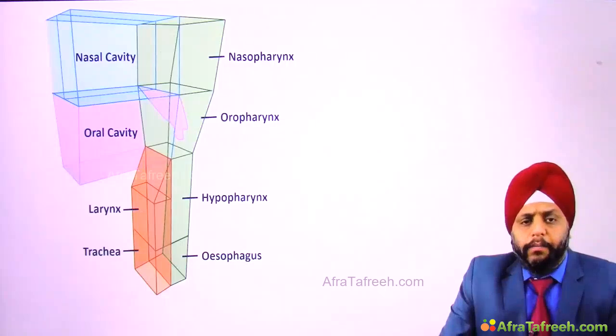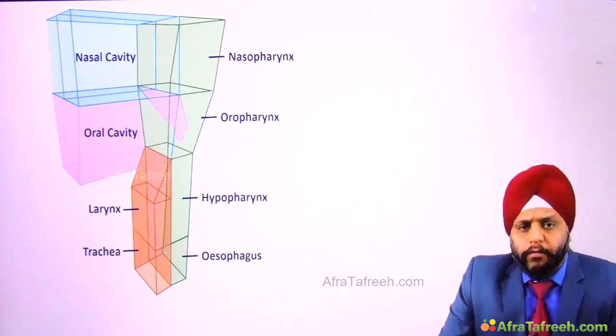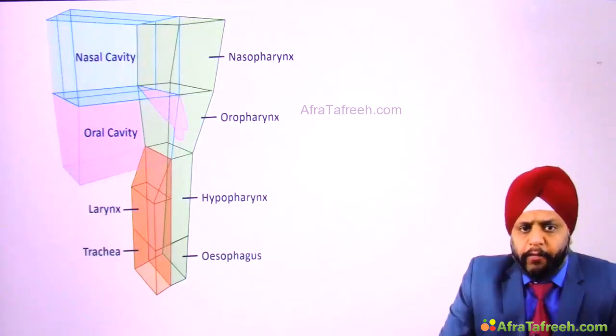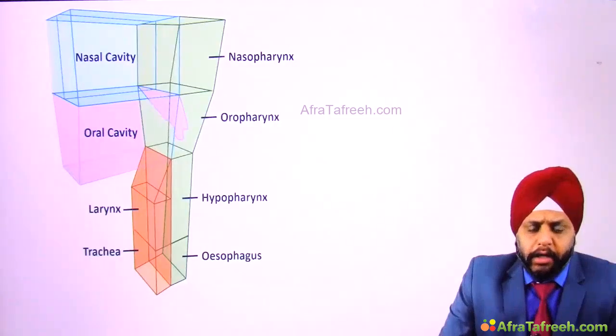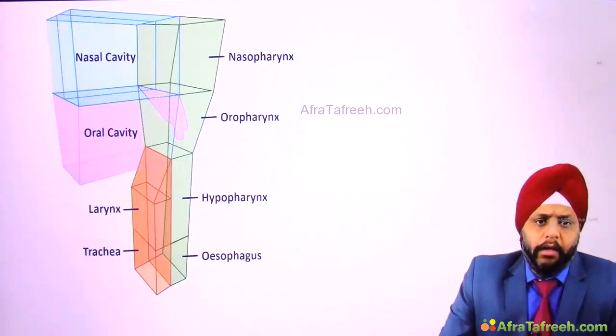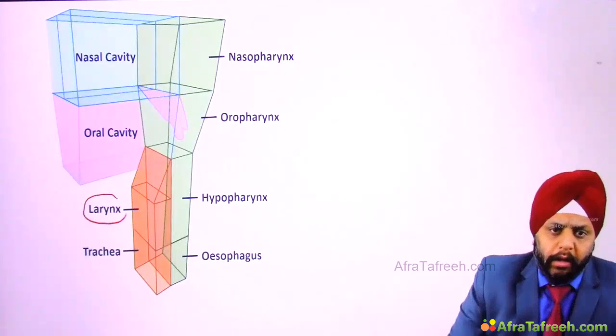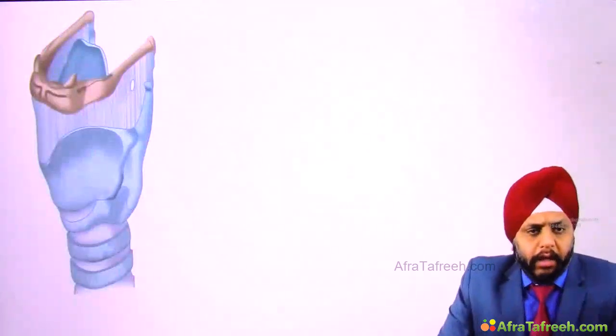So this is the upper aerodigestive pathway. It's a common pathway for food and air, the pharynx, nasopharynx, oropharynx, hypopharynx, and then it segregates into the airway anteriorly, the larynx and trachea, and the digestive pathway, esophagus, posteriorly. Now what part are we going to study over here? We are going to study this part, the larynx. So this is our larynx.